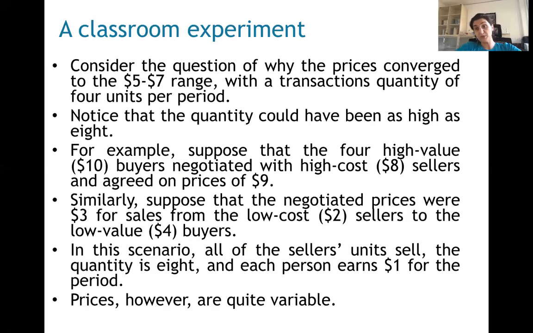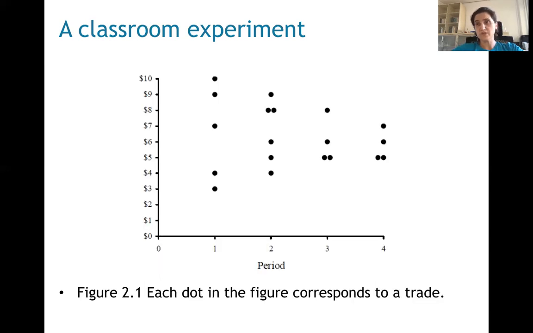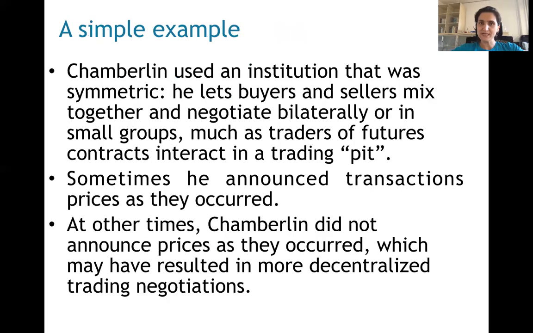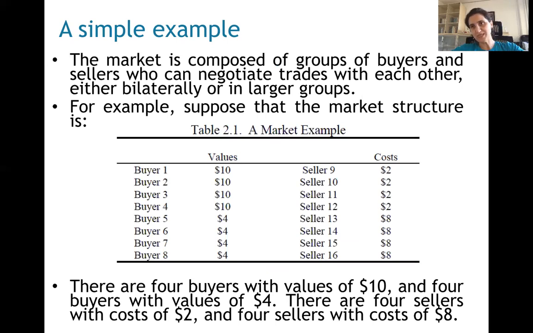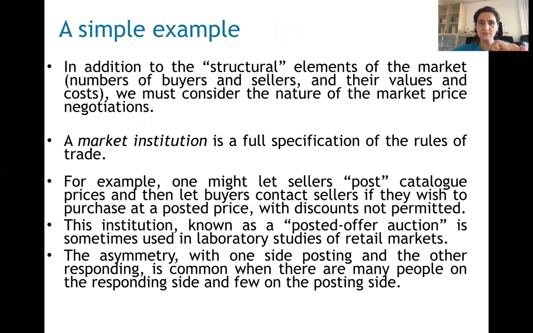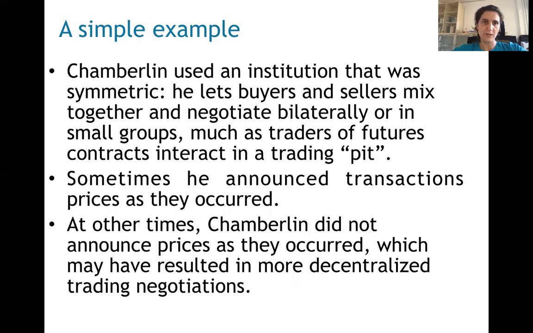Consider the question of why prices converge to the 5 to 7 range with the transaction quantity of 4 units per period. So remember, in period 3 and period 4, only 4 units are sold. So actually you can find the equilibrium price and equilibrium quantity with these valuations and with these costs, right? So I showed you in 201. Before running an experiment, you should form your hypothesis. So this theoretical prediction is telling you how many goods should be sold and what the equilibrium price will be. So before analyzing your data, you should know your prediction.